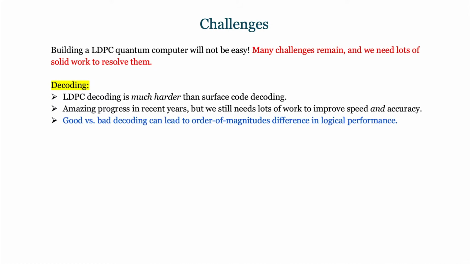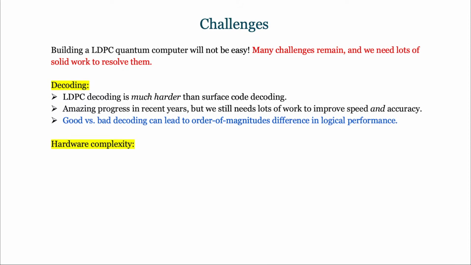And just to make sure we're on the same page here, a good decoder versus a bad decoder can lead to orders of magnitude difference in your logical performance. That can be the difference between like 10^12 operations and 10^9 or 10^6 operations, depending on how good or bad your decoder is.